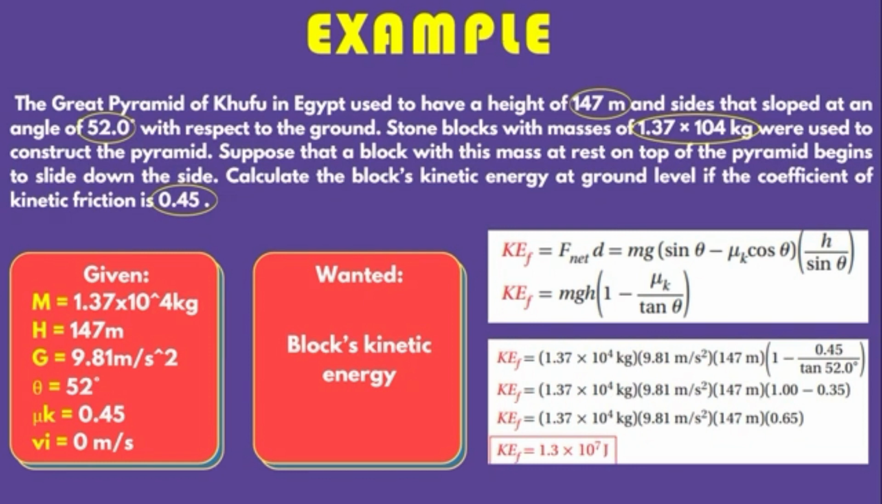So we put mgh, which is mass times gravitational acceleration times height, then times 1 minus kinetic friction over tan angle. So we added that tan angle and then we put it in the calculator and we start solving. Afterwards we just multiply it all and we find the final answer, which of course has the unit J, which is equal to the kinetic energy.